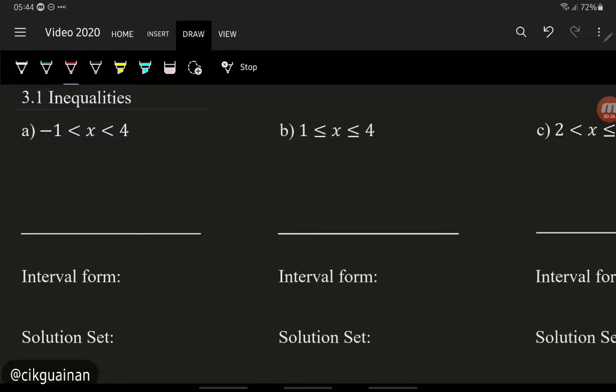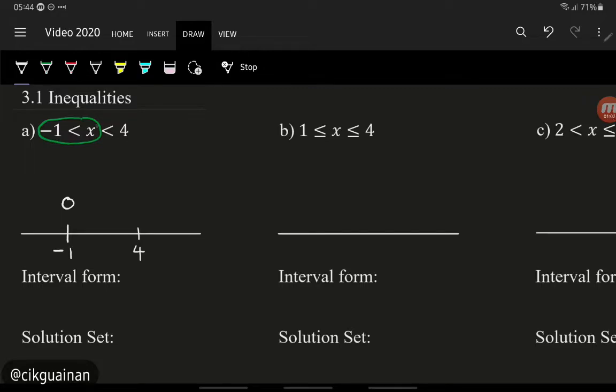So for this one, when we want to represent these inequalities on a number line, we sketch a line like this. I did it beforehand, and then we put minus 1 over here and 4 over here, and afterwards we want to represent these inequalities. x greater than minus 1. So we can use an open circle on top of minus 1, because minus 1 is not included.